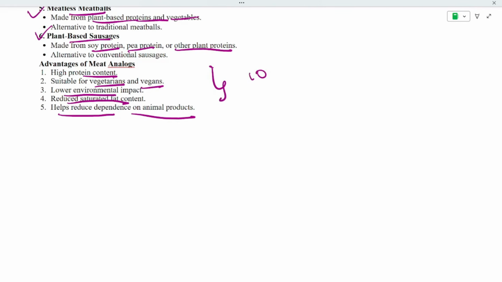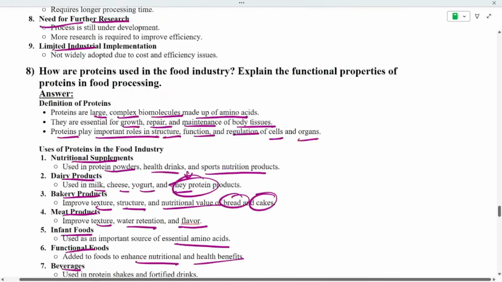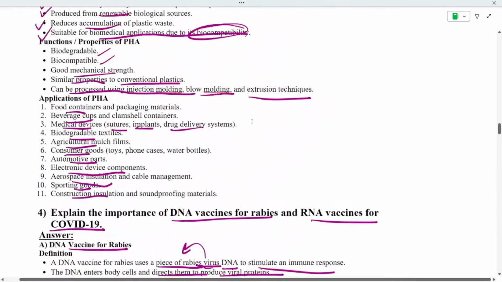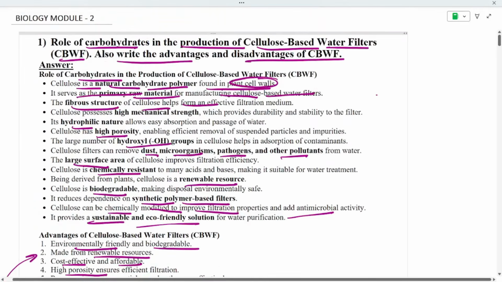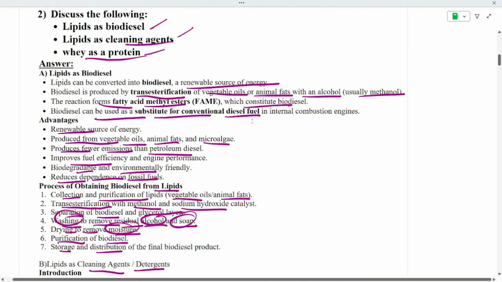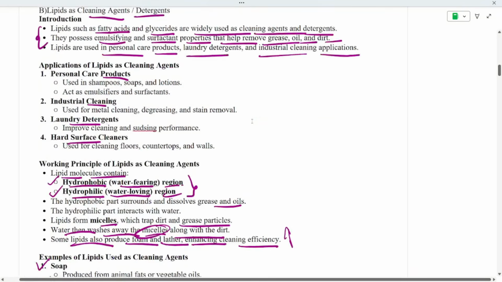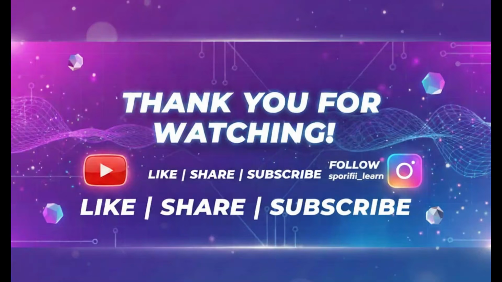This is all the 10 questions that I have made from module 2. This is a bit complicated, I guess, but it is easy again if you study. It is all about lipids as biodiesel and cleaning agent, whey as a protein, that and all. It's a simple thing. You can easily study.